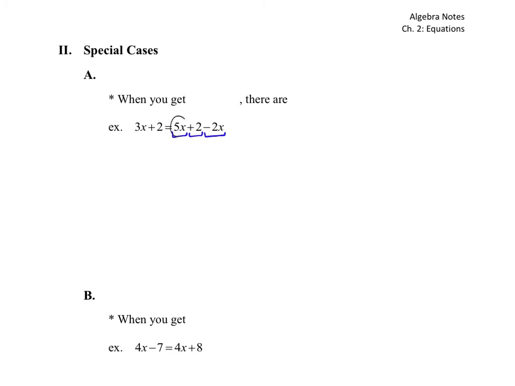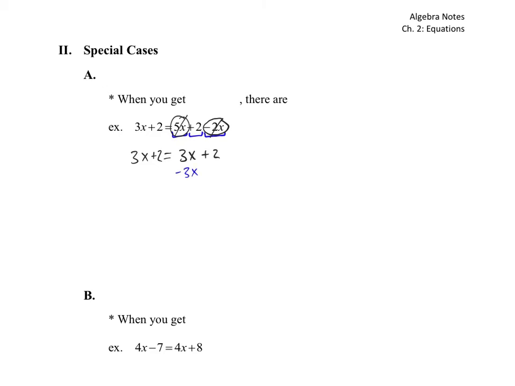So I have a 5x right here, and I have a minus 2x. So that's going to give me a 3x total. And that kind of takes care of these two, but I still have this plus 2. So the right side is 3x plus 2. The left side is 3x plus 2. So it's really the same exact thing. Well, if we go through and solve this, might as well. I guess you can know you're in this special case if you find the exact same thing.